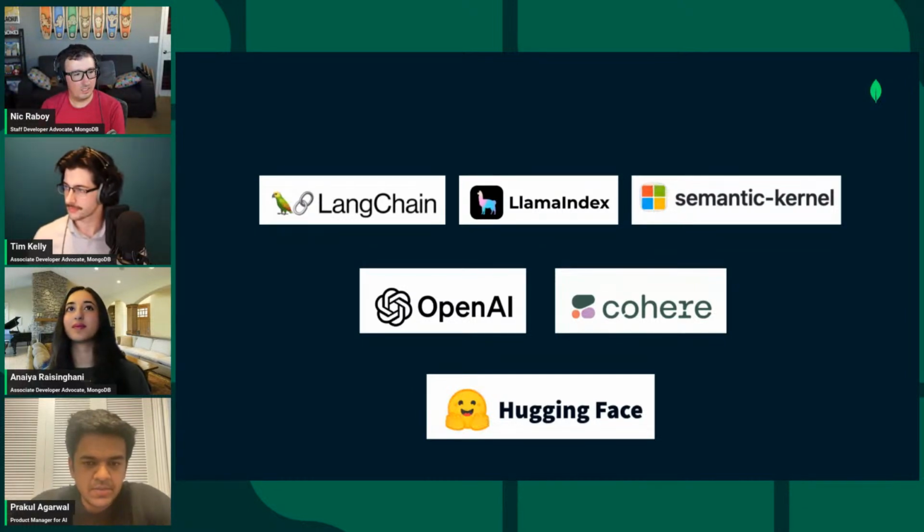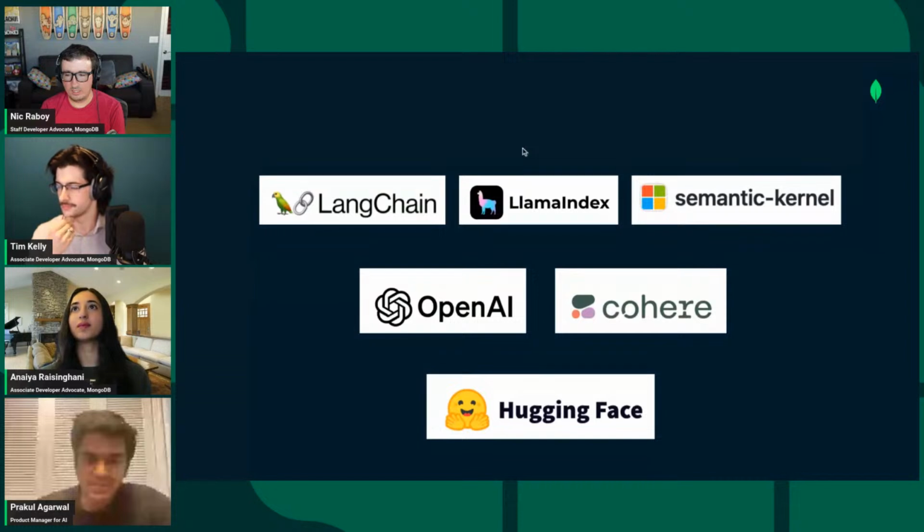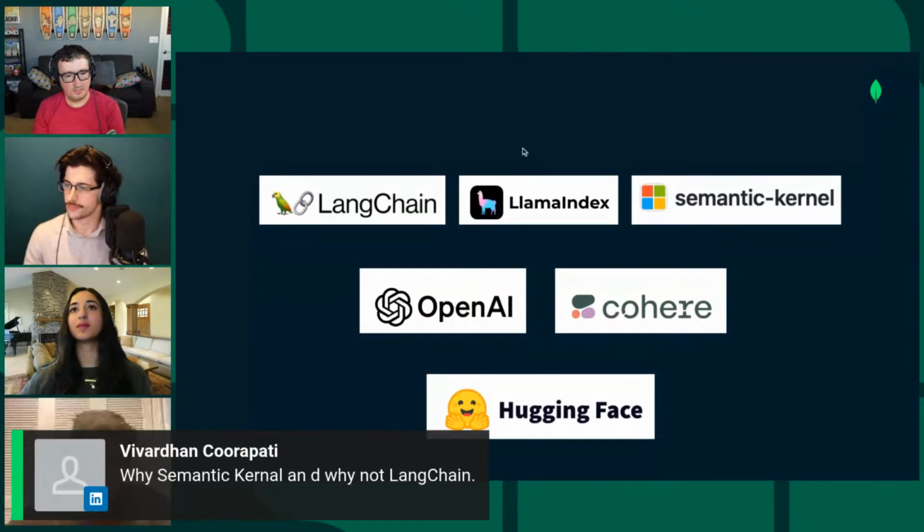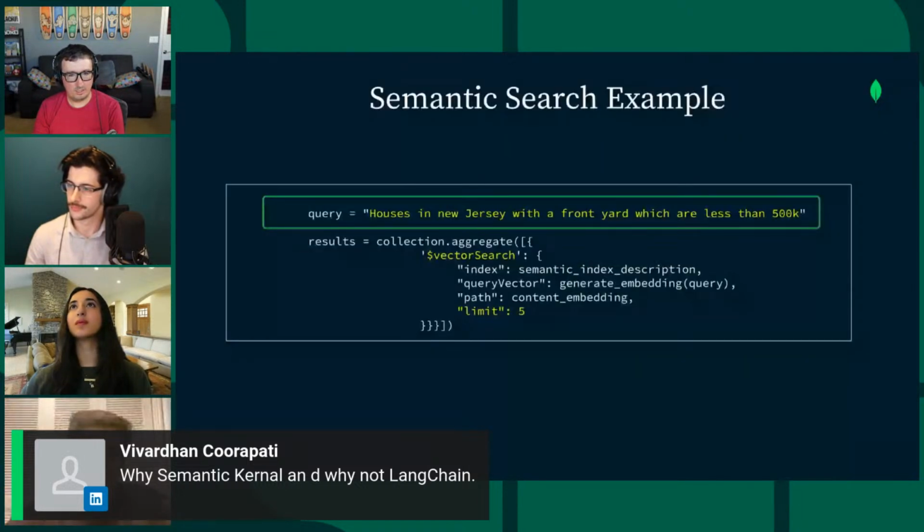Yeah, just maybe let me give a quick overview. We talked about semantic search. We talked about retrieval-augmented generation. Semantic search is really like, if you were to do a natural query, like houses in New Jersey which have a front yard and are less than 500K, that's what a semantic query is. We don't expect these words to be there, but rather the intent in the description of that property listing, etc.